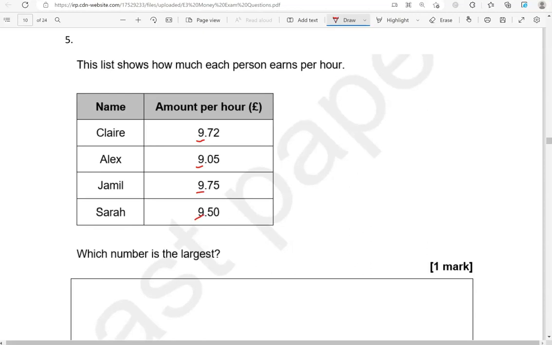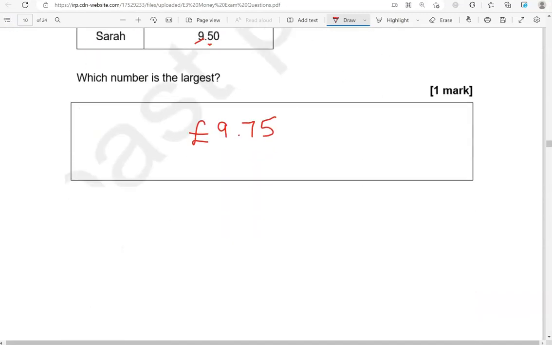So we need to focus on the first digit after the decimal point, on the pence, the 10p coins specifically. So that's a 7, this is a 0, 7, 5. We're looking for the largest, so that would be 7. But there are two 7s, so that means we need to look at the final digit, last digit. So we get 2 and 5. 5 is greater than 2, so that means Jamil is paid the largest amount, and that is 9.75. We can even add the pound sign in front here.